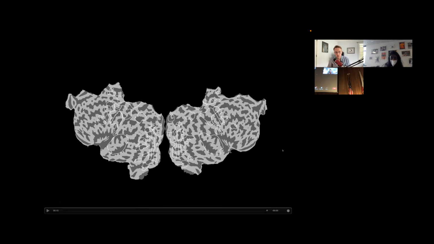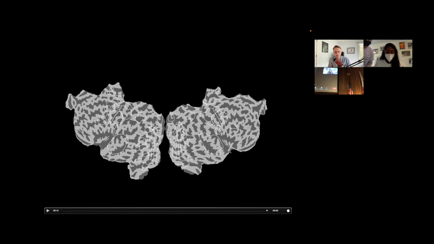cortex out so that we can see the surface of both hemispheres of the cortex all at once in one fell swoop, in one view. So that's what I'm showing here. We call this a cortical flat map. This is the left hemisphere. This is the right hemisphere. In the middle here is the back of the brain, and on the far left and far right are the front of the brain. The visual cortex is in the back of the brain.